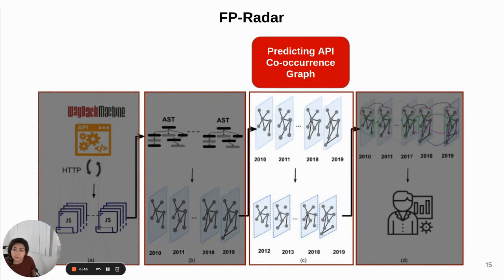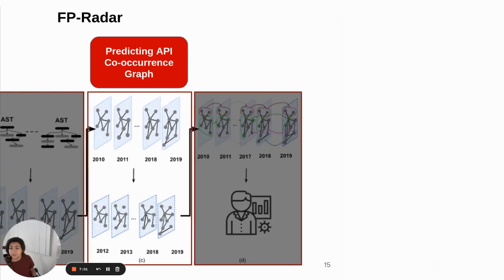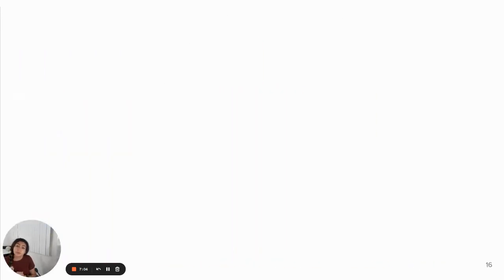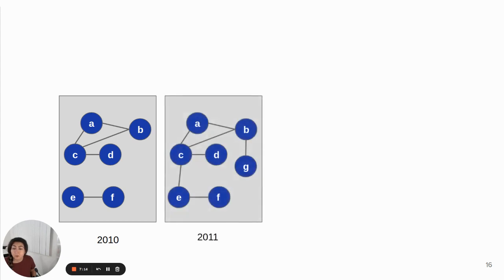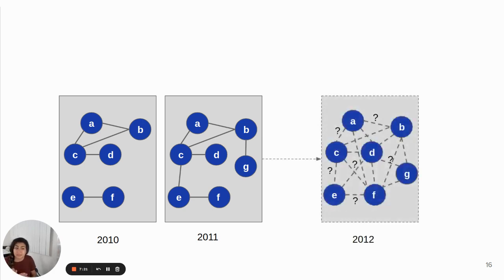Once we create the longitudinal graph representation, we try to predict the abuse of unknown APIs in the future based on their concurrence with fingerprinting APIs. Now let's have a closer look at the graph prediction procedure. First, we try to predict the API concurrence in the future, that is, which API will appear in which script in the future. Suppose we have actual Web API connectivity data from 2010 to 2011, and we want to predict the concurrence in the next year.